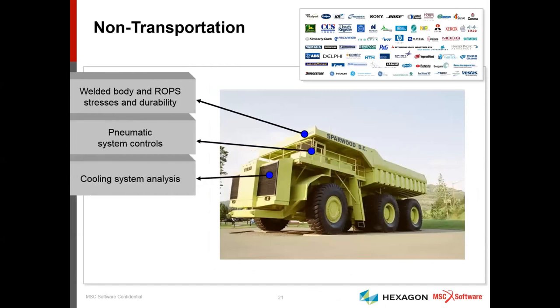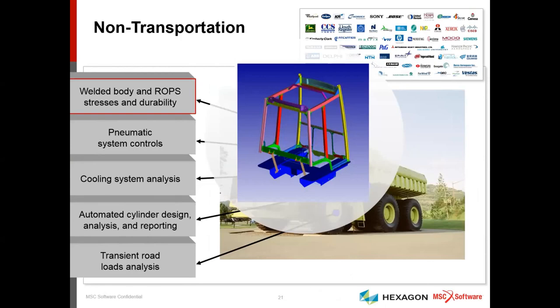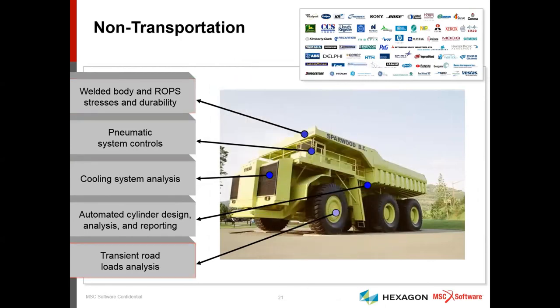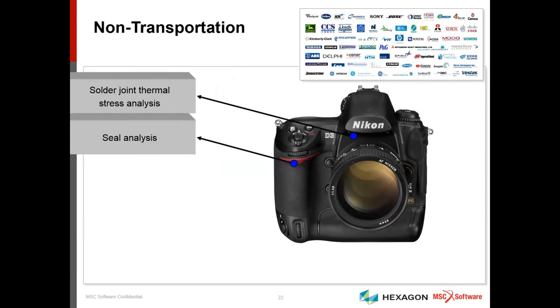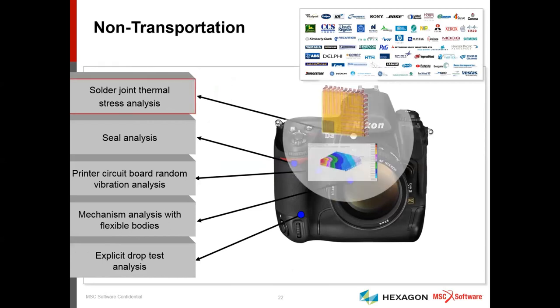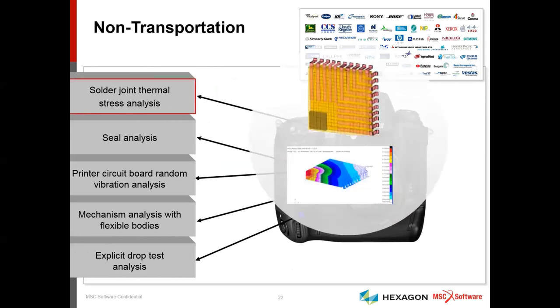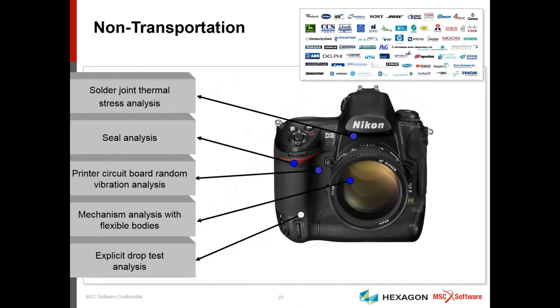And we have also the same for non-transportation industry. You need to simulate a pneumatic system, you need to simulate a cooling system, or for example, you need to simulate operation off-road of your vehicle. Or typical consumer good products in which you have thermal stress problems or seal problems, or also mechanisms for opening closing circuit, and also drop test analysis, for example, of your mobile phone, something like this.